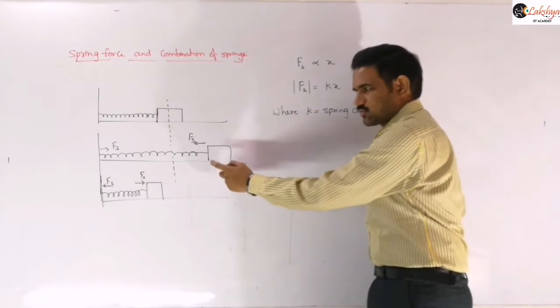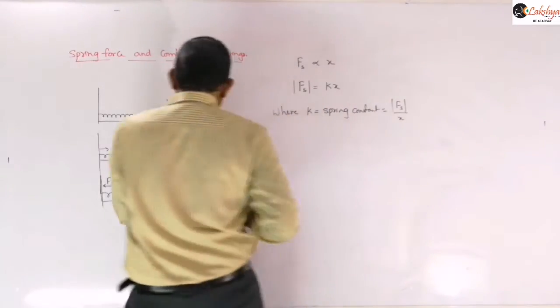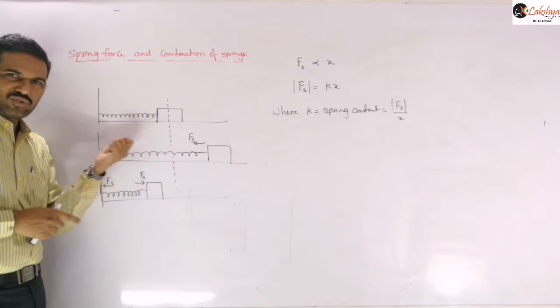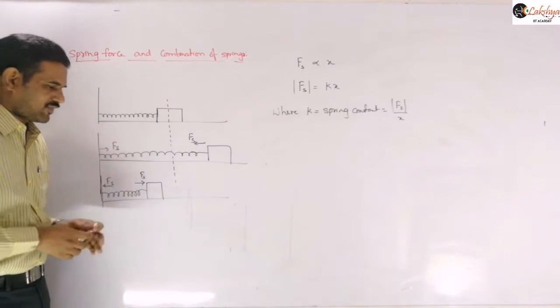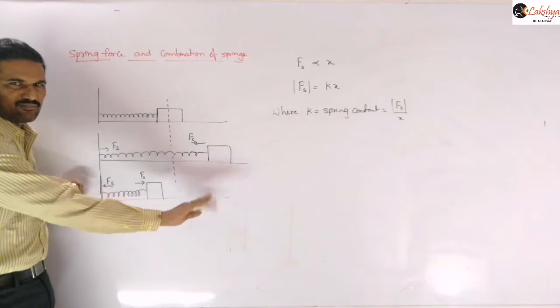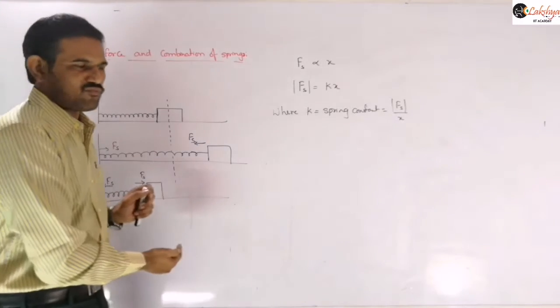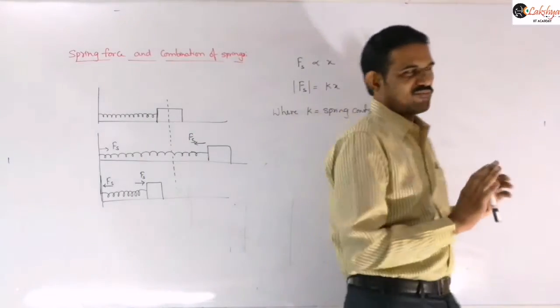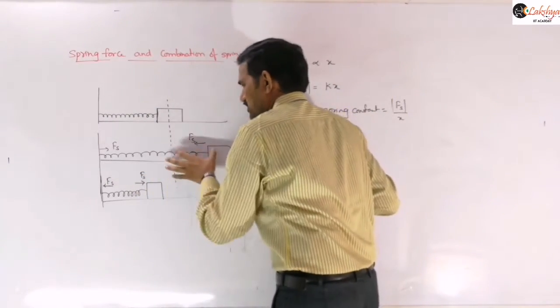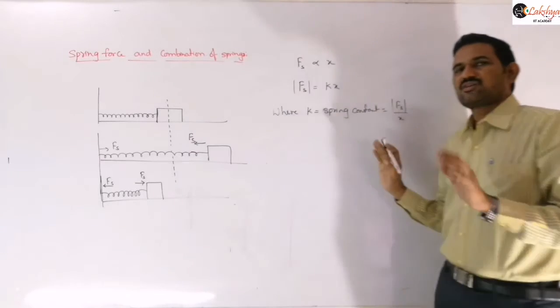Is it clear? If you release the object from here, the spring force only pulls that object, so it is a pulling force. And if you release from here, the spring force only will push the object. So it can be a pulling force or it can be a pushing force, and it is always opposite at both ends of the spring.